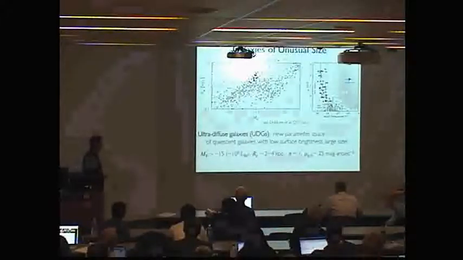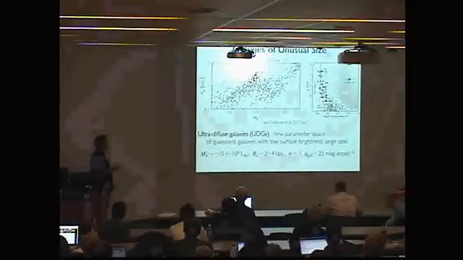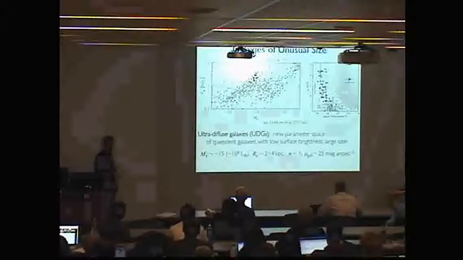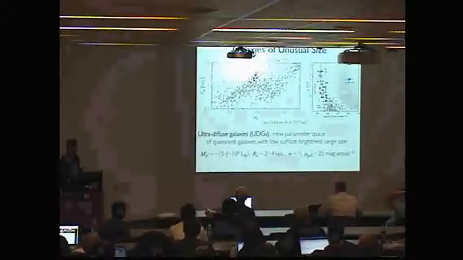So here's some basic parameters. This is a new parameter space being covered by these quiescent galaxies: low surface brightness, large size, luminosities and stellar masses of about 10 to the 8th solar, effective radii 2 to 4 kiloparsecs, Sirsic index of about 1, so disk-like Sirsic index, 25th magnitudes per square arc second surface brightness. So their luminosity is like dwarf galaxies, but size is like giant galaxies.